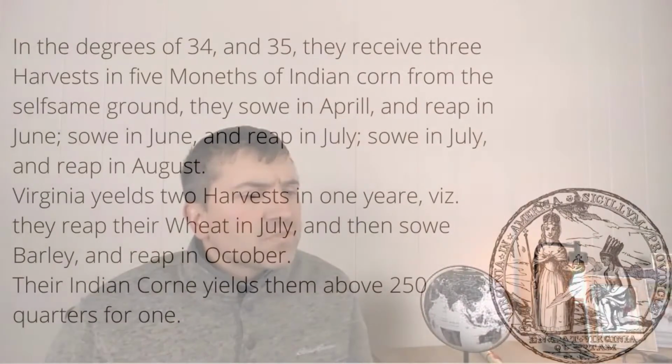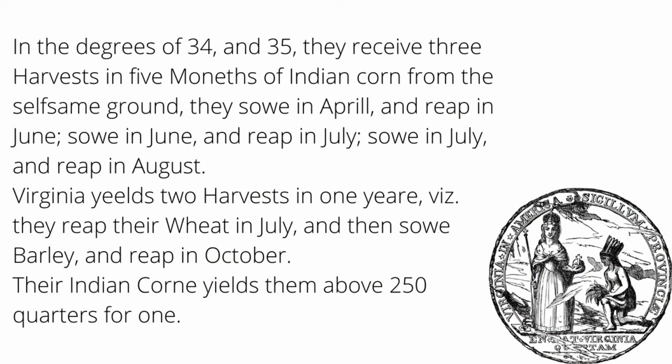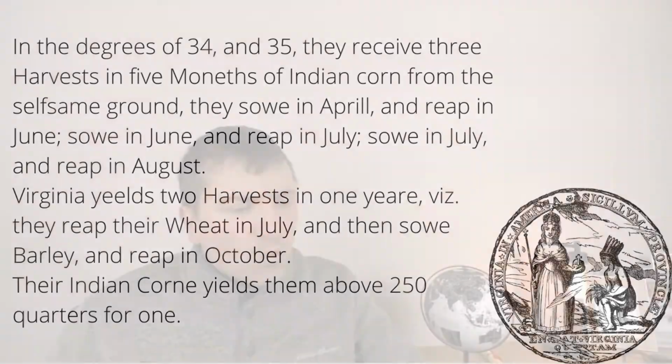Let's have a look. In the degrees of 34 and 35, they receive 3 harvests in 5 months of Indian corn from the same ground they sow in April and reap in June. Sow in June and reap in July, sow in July and reap in August. Virginia yields 2 harvests in 1 year. They reap their wheat in July and then sow barley and reap in October. Their Indian corn yields them above 250 quarters for 1.